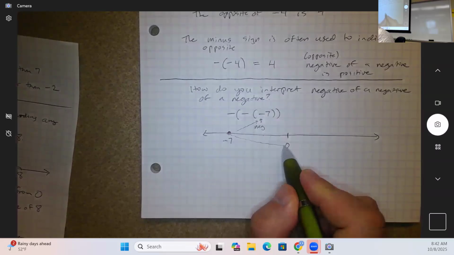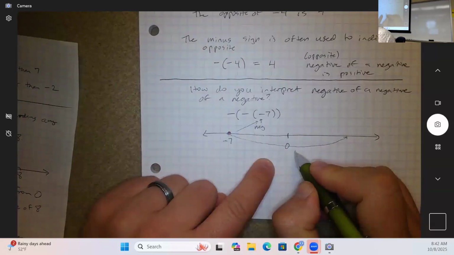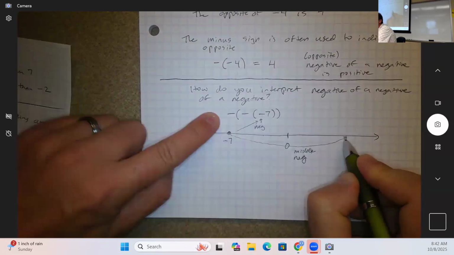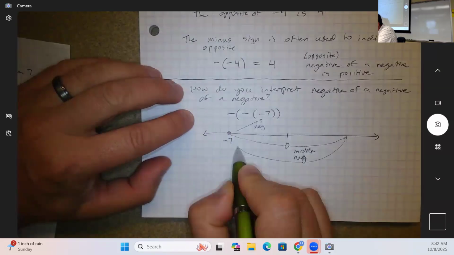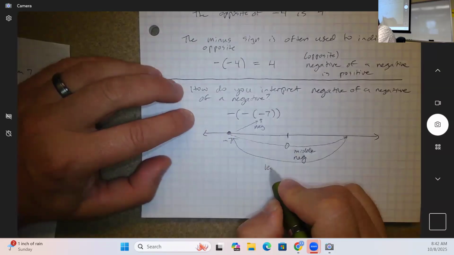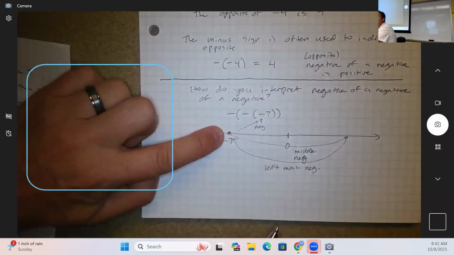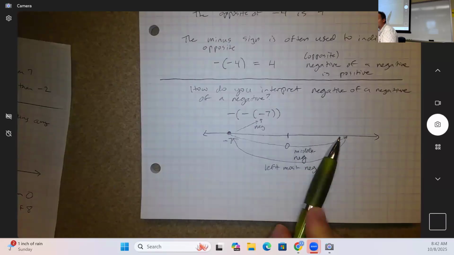So I'm going to come over here, and now I'm at +7. That's my middle negative. But then I have another minus sign on the outside. And what's that going to do? It's going to bring it back to -7 again, the leftmost. It just bounces it back and forth. Negatives change the sign from one side of the zero to the other.